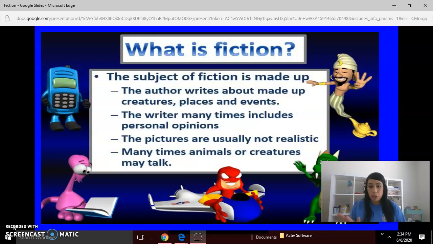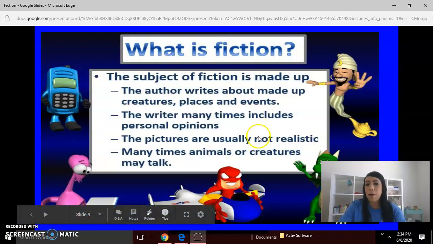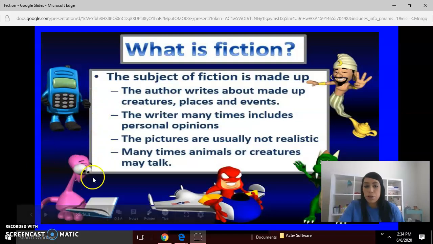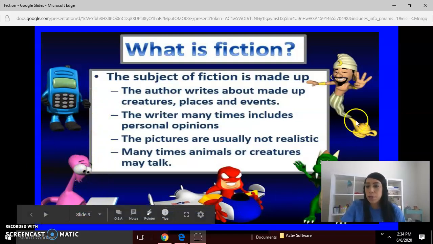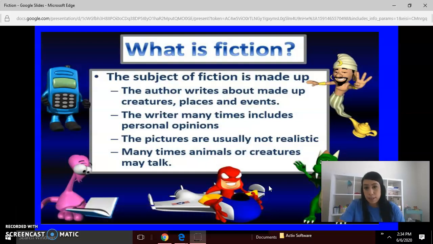Now, some more things that I want you to quickly remember before we go. So, about fiction. A, the author writes about made-up creatures, places, and events. Fiction is always about creatures like this dinosaur, this superhero, this genie, that are made up. They're creatures that cannot exist. However, we do have realistic fiction, such as the ones in I Survived and Junie B. Jones, that could be real but are not.